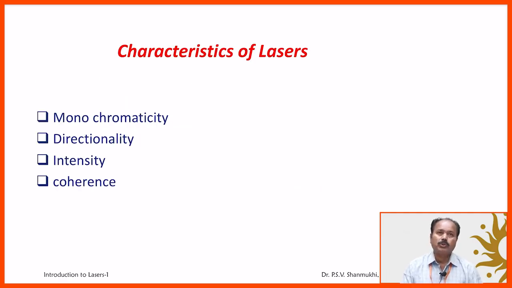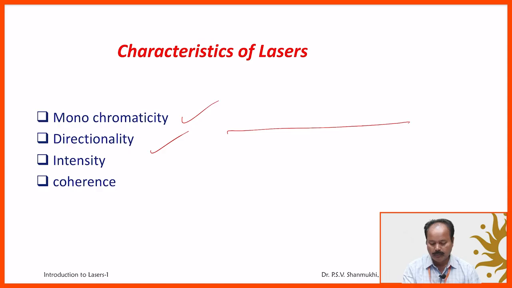Coming to the characteristics of laser, there is monochromaticity. Laser light is highly monochromatic, not only single colored but also single wavelength, whereas conventional light is not perfectly monochromatic. Coming to directionality, laser light is highly directional. It travels only in one particular direction without divergence, whereas conventional light spreads in all directions.